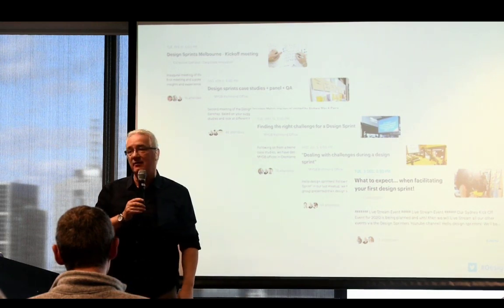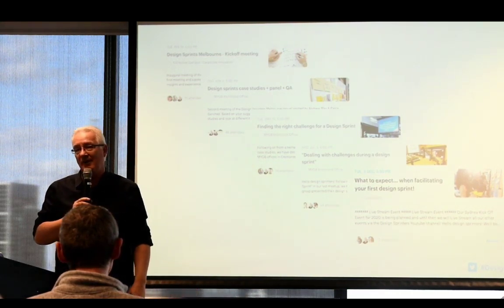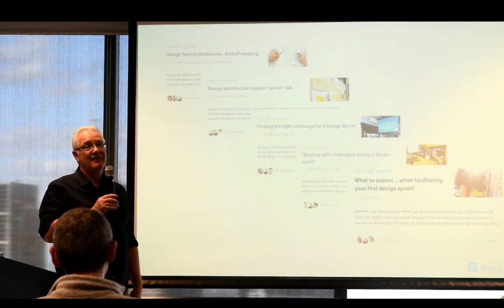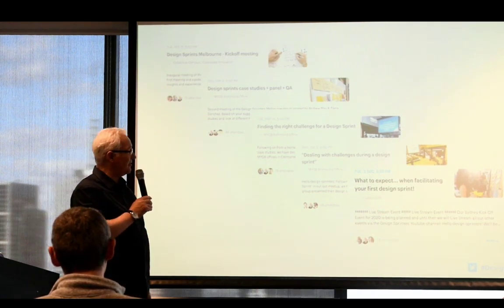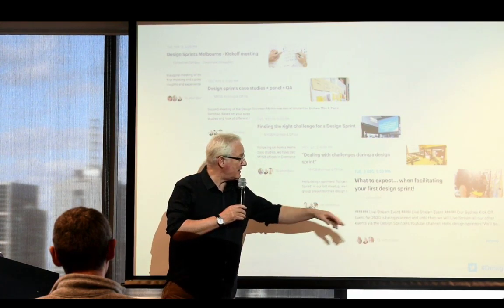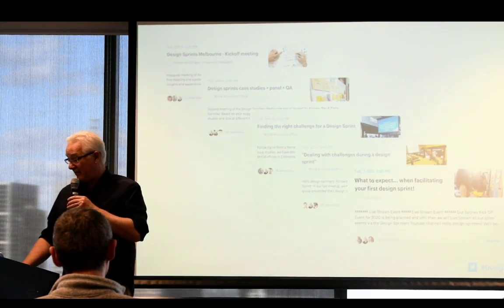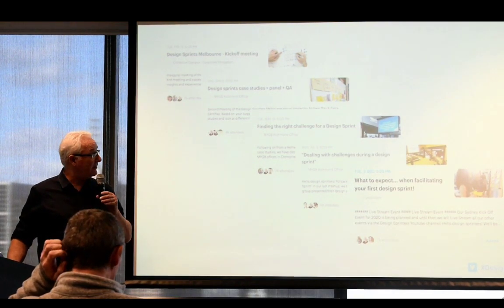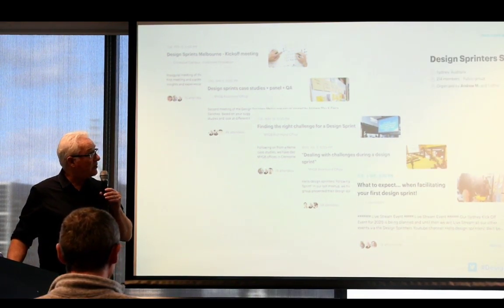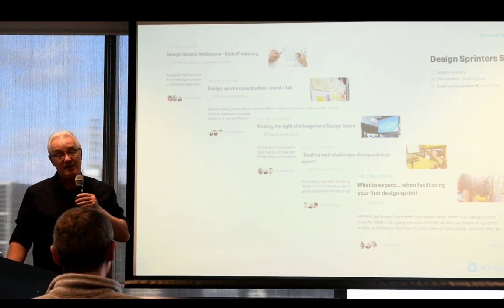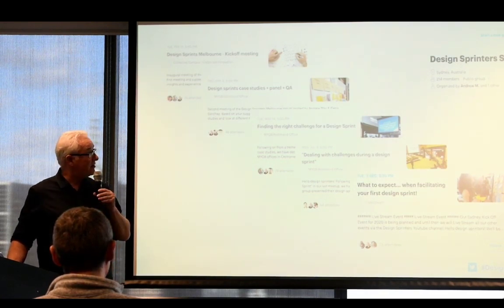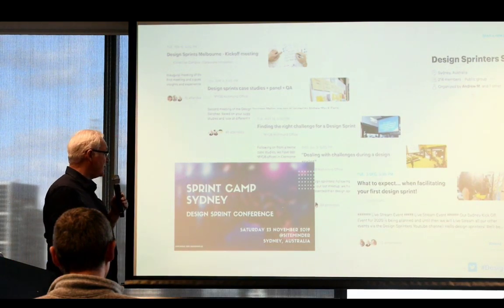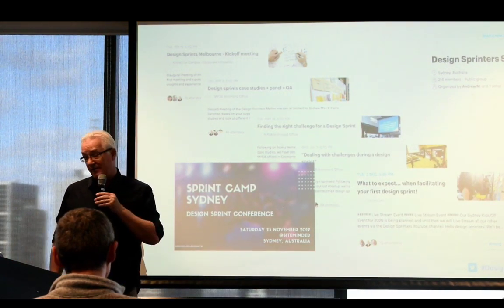That was, how do you rescue a design sprint that's gone wrong? How do you pivot a design sprint when you get halfway through and you discover, crikey, I'm not sure this is going in the right direction? All the way through to this evening. What lessons are there from your first design sprint and how would you facilitate it? Along the way, as well as the Melbourne group, we set up the Sydney group, and our last event was, of course, the Sydney conference.